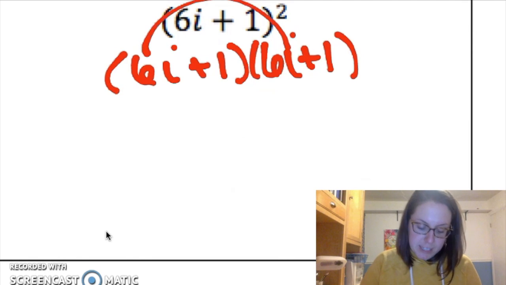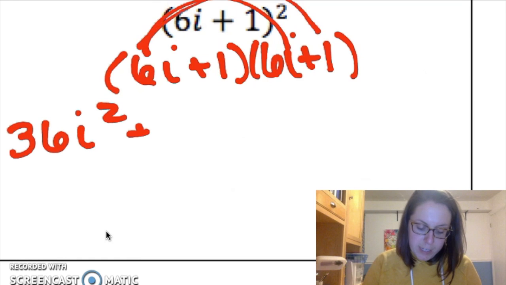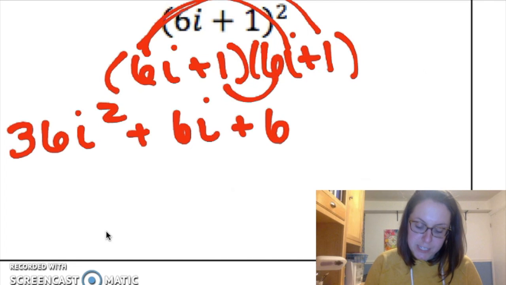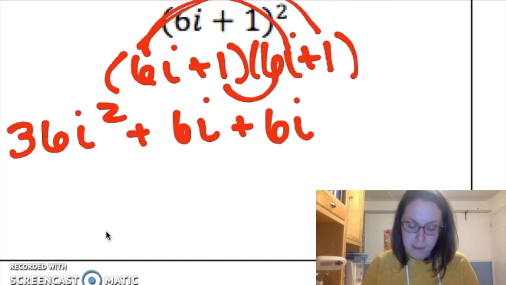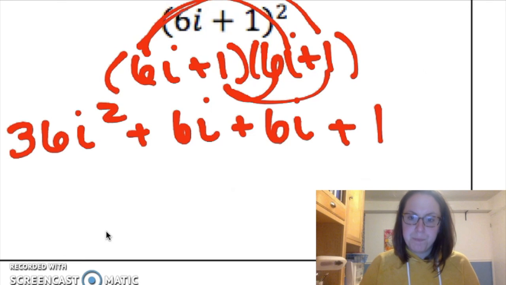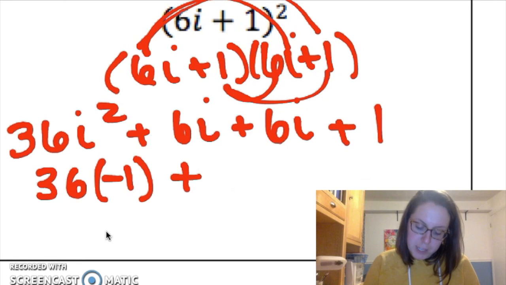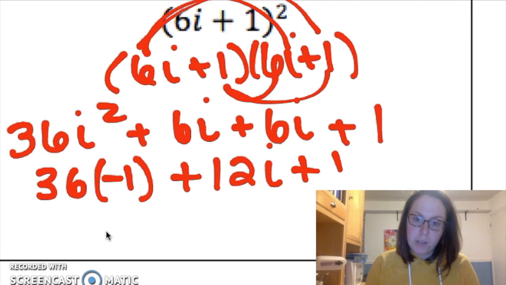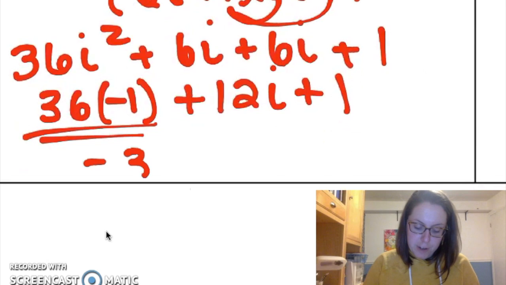So 6i times 6i is 36i squared. 6i times 1 is positive 6i. 6i times 1 is positive 6i. Notice those are both positive. They're not going to add to 0, okay? 1 times 1 is 1. So this is 36 times negative 1, plus 12i, plus 1. This is negative 36, so this is really negative 35 + 12i.